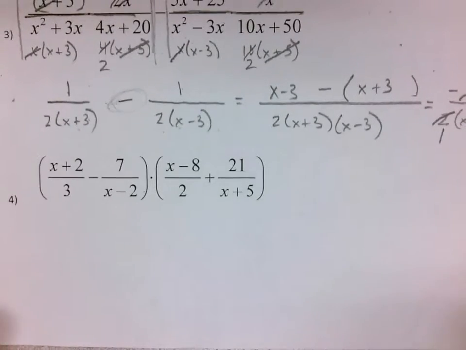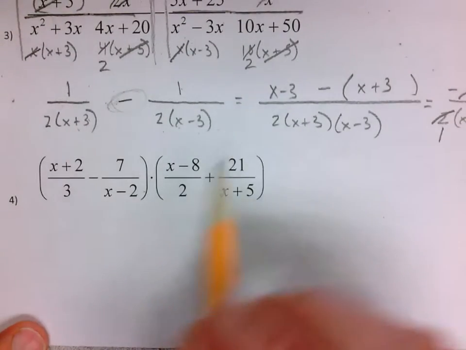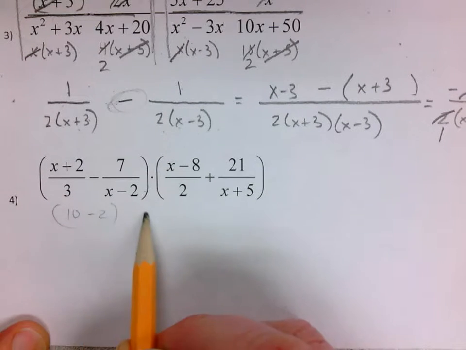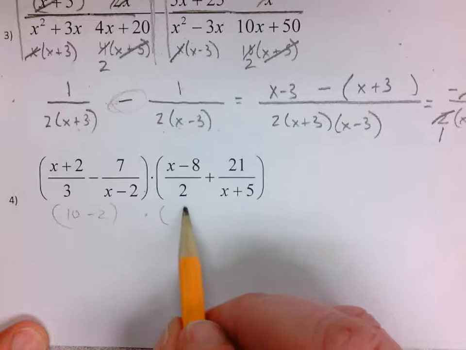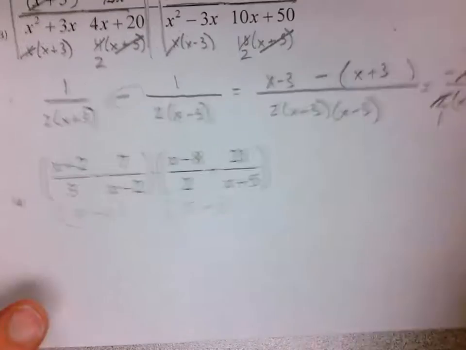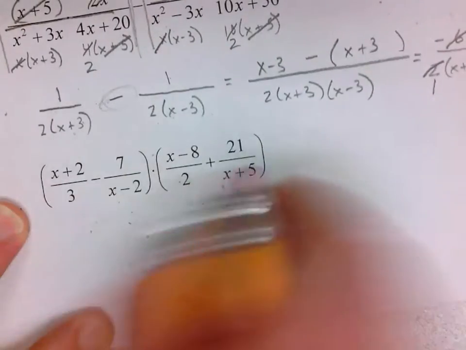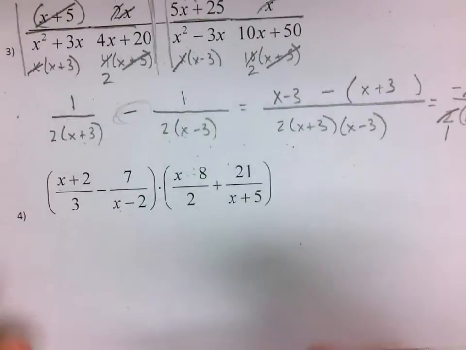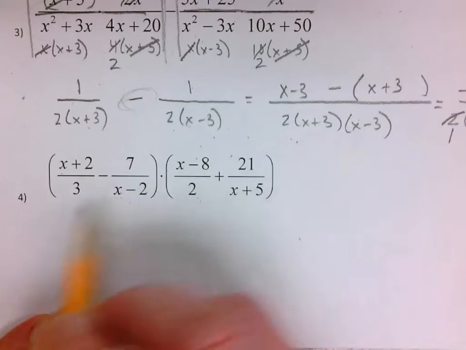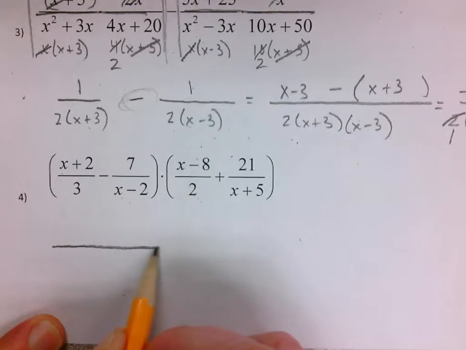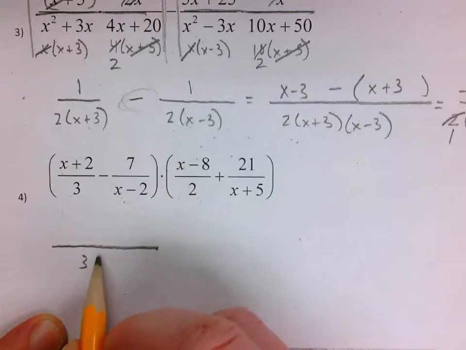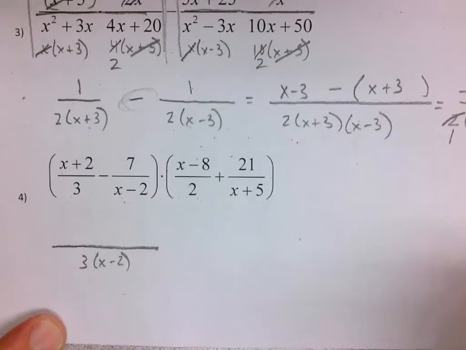Okay, one more here. This time I have something like 10 minus 2 times 5 plus 8. Parentheses first. So do the parentheses first. We need to get each expression simplified and then we can combine them. So this is an addition problem, or addition and subtraction problem. So my denominator here is 3. My denominator here is x minus 2.